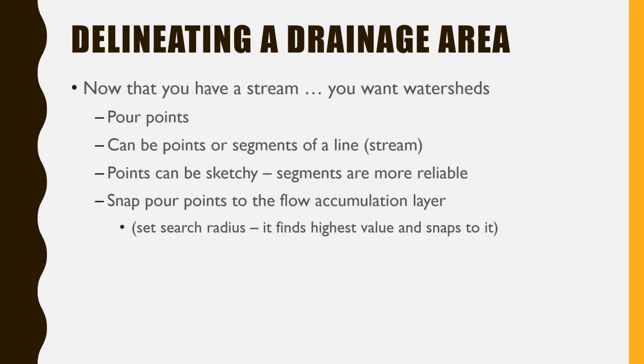Drainage areas. Now that you have a stream, you want watersheds. Pour points can be for points or segments of a stream. They work pretty good, but it can be kind of sketchy because it's really hard to hit the point where you want. Segments are easier to work with. You can snap pour points to flow accumulation layers, but you have to set the search radius, so you need to play around with it. It's easier if you're in ArcGIS to calculate basins than it is to identify watersheds by pour points.